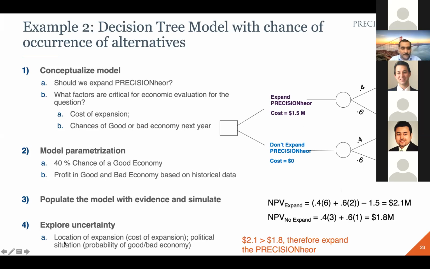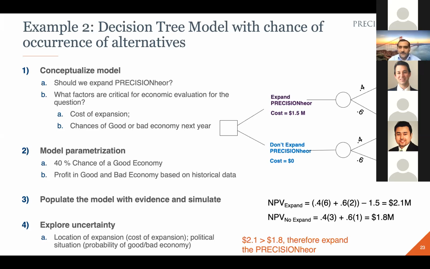So now, again, the question. It seems like expanding is better for precision here, based on a 40% chance of a good economy next year. But then you could also talk about where you will expand, whether it is New York or Los Angeles or somewhere else. Then the location of expansion might be interesting.